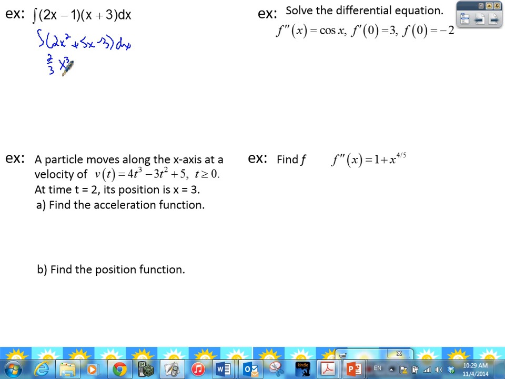If I take the derivative of this, am I going to get that? That's what you should be asking yourself if you're unsure whether you did it right or not. So if I take the derivative of this, that's going to give me 2x squared. So I've done it correctly. Okay, so I encourage you to check.